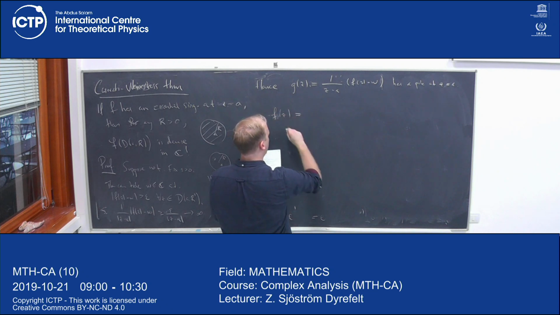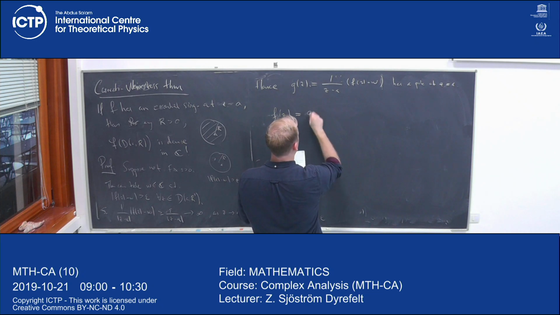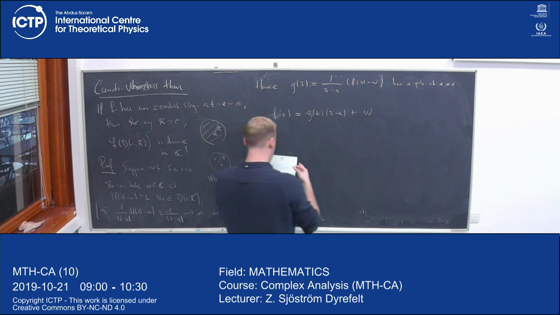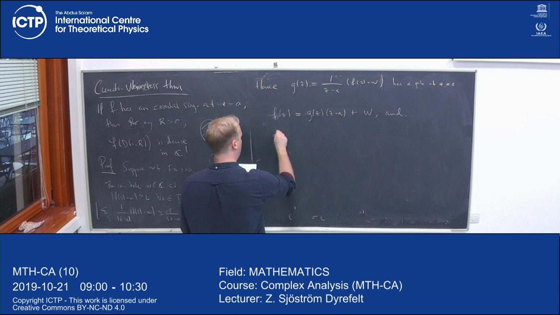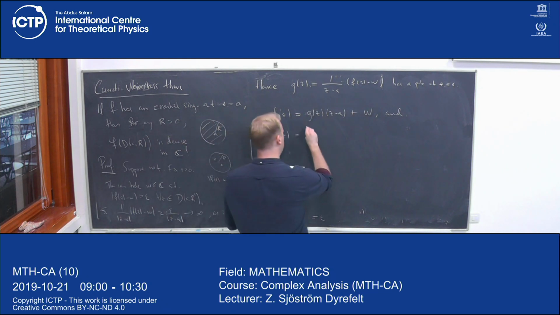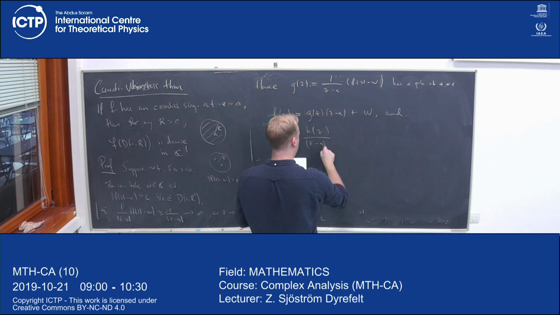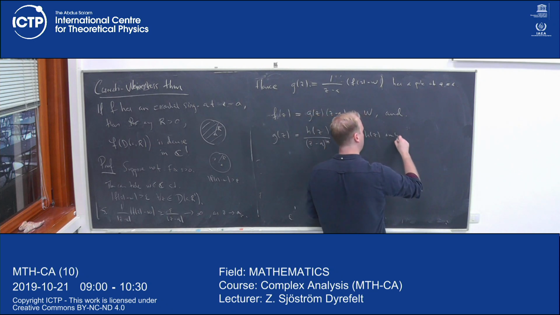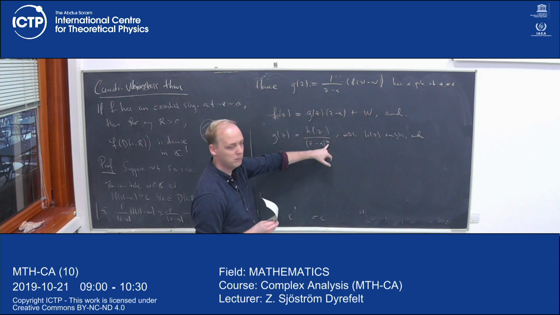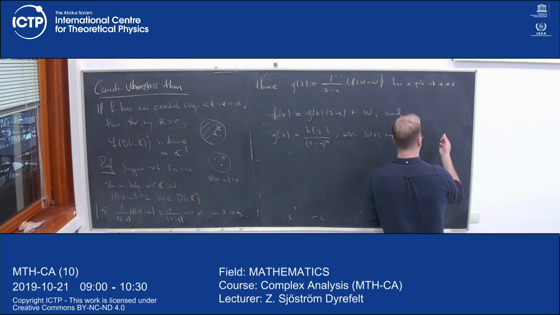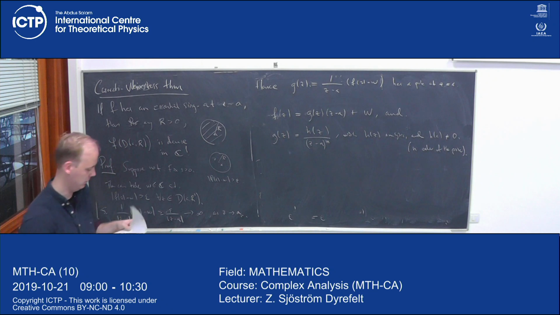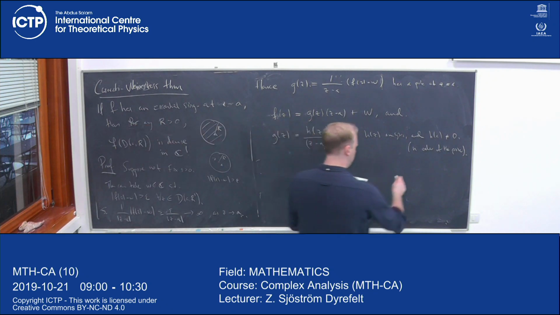So f of z is equal to g of z times z minus a, plus this w here. Okay, and g of z had a pole of some order. So this means that it is equal to h of z over (z minus a) to the n, with h of z analytic and h of a nonzero, and n being the order of the pole. This is not important, but just for the general frame. Okay, so n is this one.